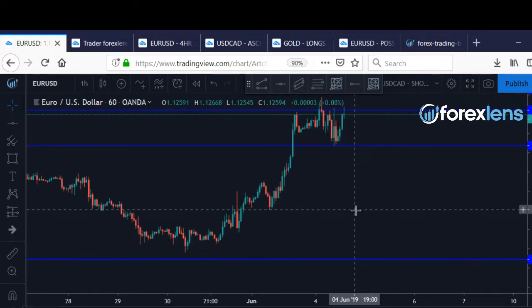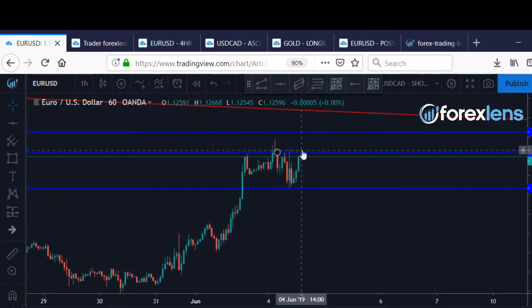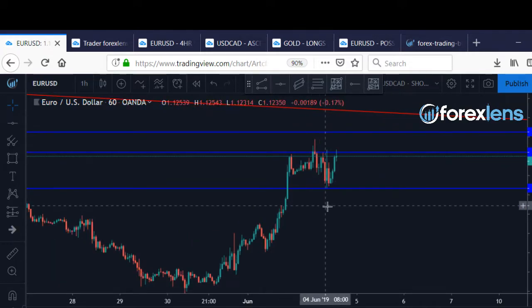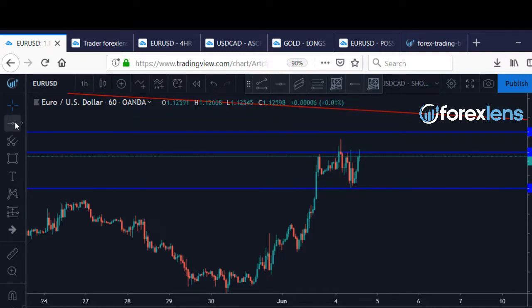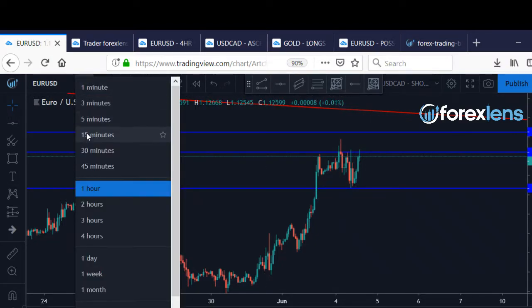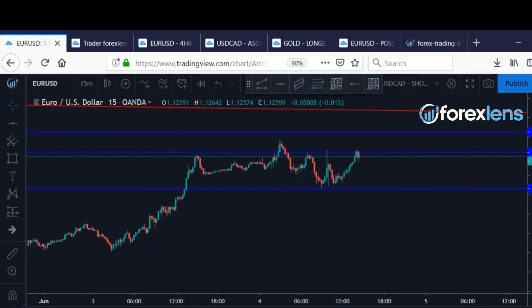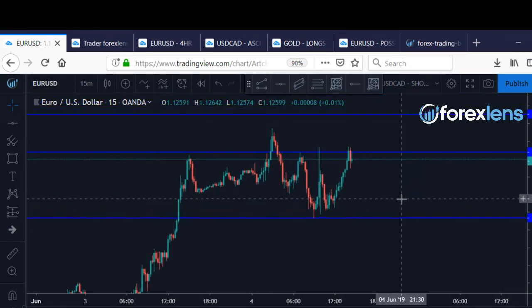But we are showing some signs of respecting this resistance. But I wouldn't enter now if you aren't already, just because it could go either way. I was on the 15-minute time frame. I rarely go on it, but it does show you what price is trying to do.